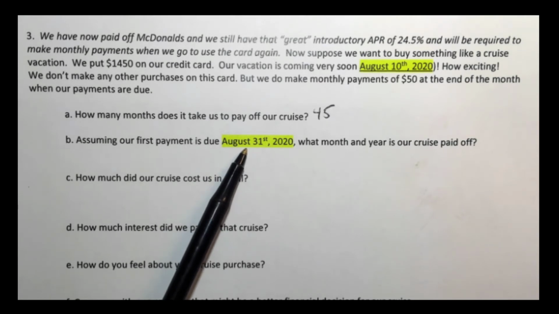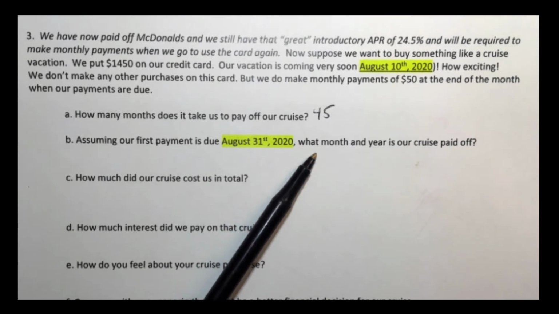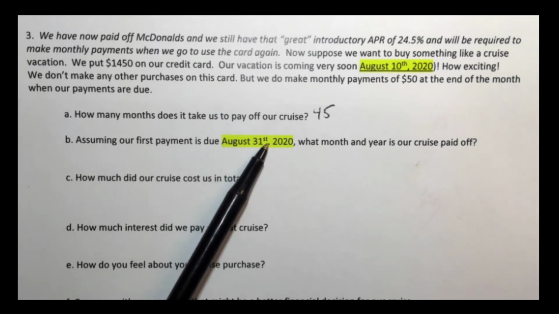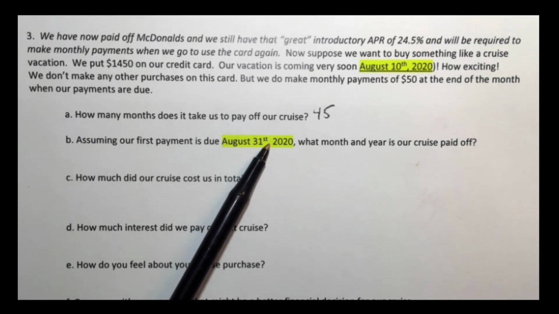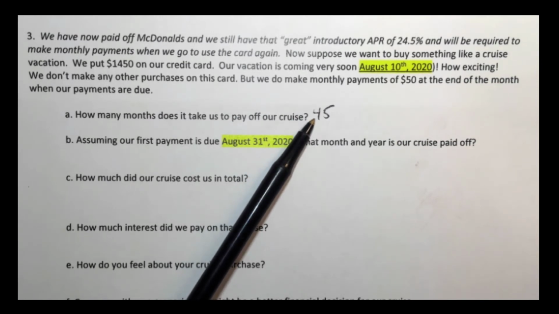Assuming your first payment is due on August 31st, what month and year do you pay off your cruise? So when is that cruise going to be fully paid off? Well, it's going to be fully paid off how many months after this? 45. That's how long it takes to pay it off.